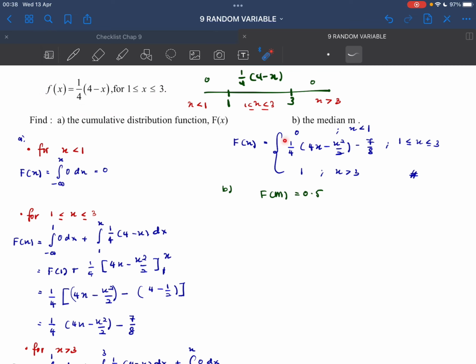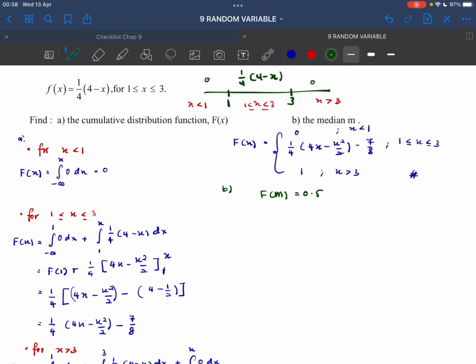So we only have one function, satu je function kita. So obviously the median will be in this function. Okay, dalam range yang di sini. Ini m kamu, right? Your m is between 1 and 3. Obviously your median mestilah dalam function ni juga. So you don't have to do anything extra.